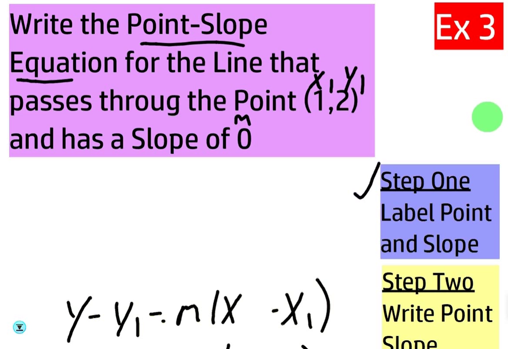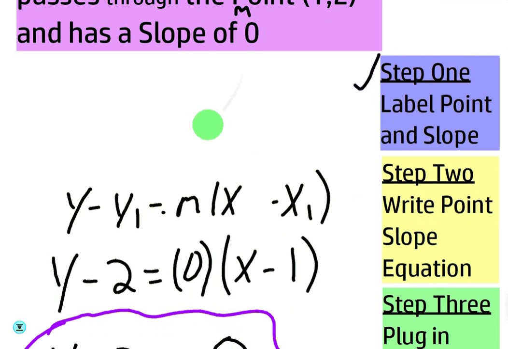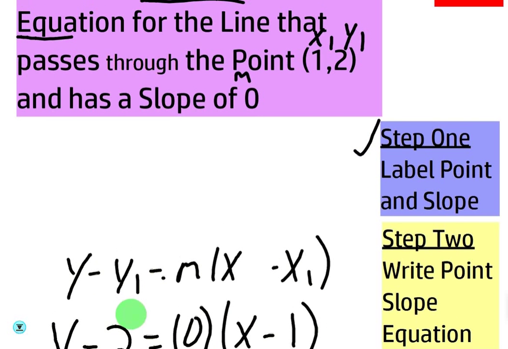What happens when you have a slope of 0? Write the point slope equation for the line that passes through the point (1, 2) and has a slope of 0. Okay, so label the point, label the slope, use the same formula that we used before, the point slope formula. Hopefully you're learning it by now. Plug in y1, okay, so same steps.